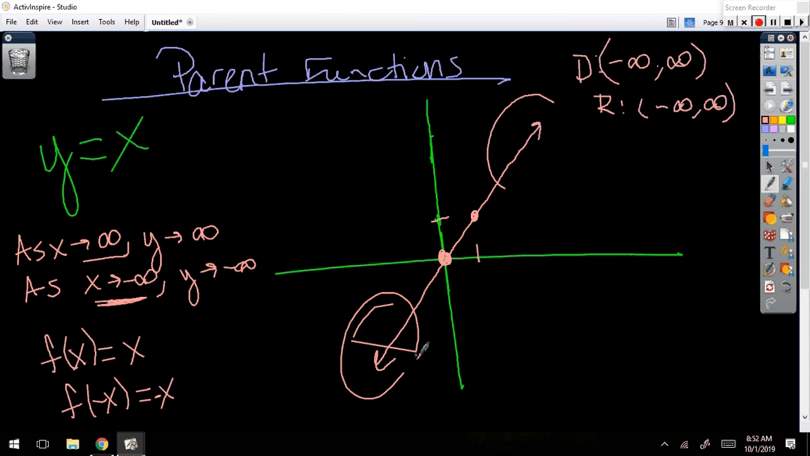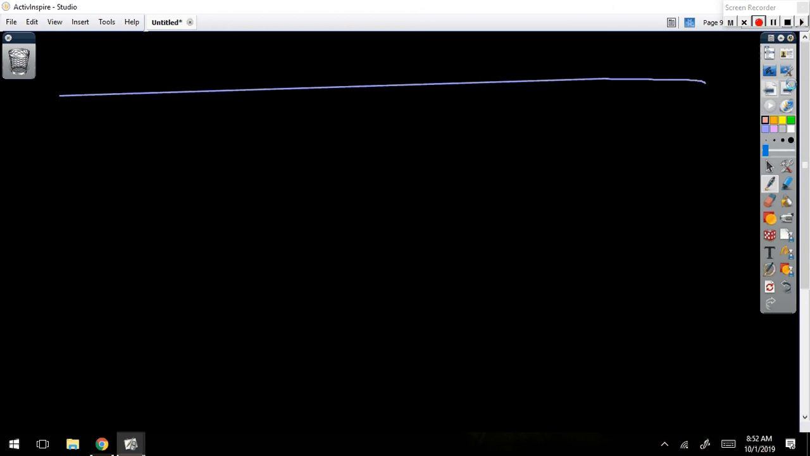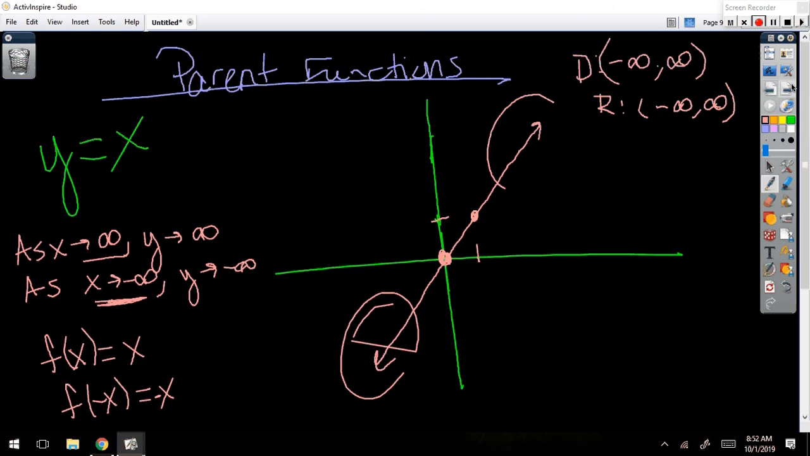I put my pen? Parent function number 2. I don't know what is wrong with this stupid screen. It does not want to do it today.